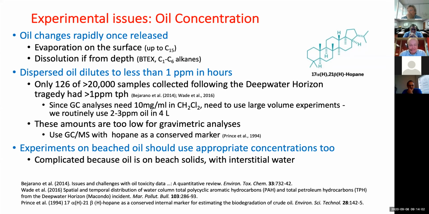There is a problem for experiments, and that is that GC analyses need 10 mg per mil in methylene chloride. Now, you only need 1 microliter of that for most GCs, so you don't need the whole mil, but you need that concentration. So you need to use large volumes. We routinely use 2 to 3 ppm in 4 liters. Even that's high oil, but it's the best we can do. These are far too low for gravimetric analyses, so we use GCMS with Hopane as a conserved marker.